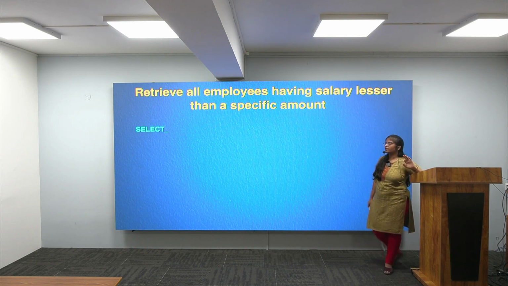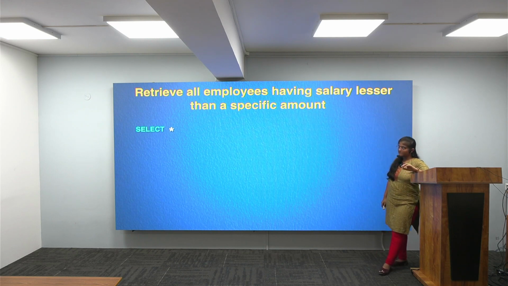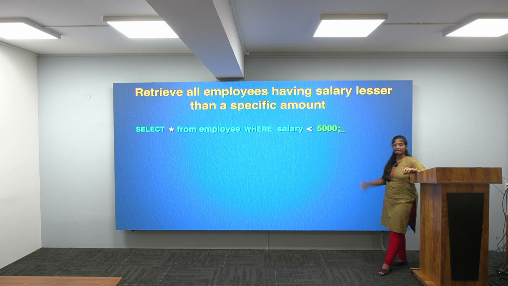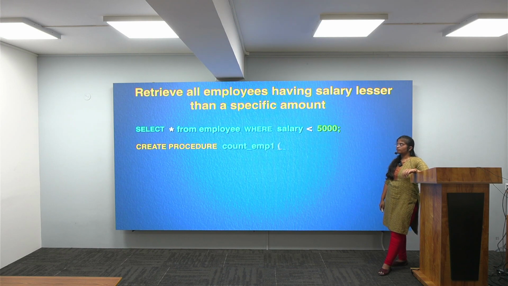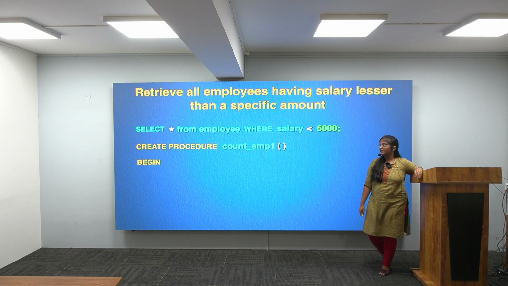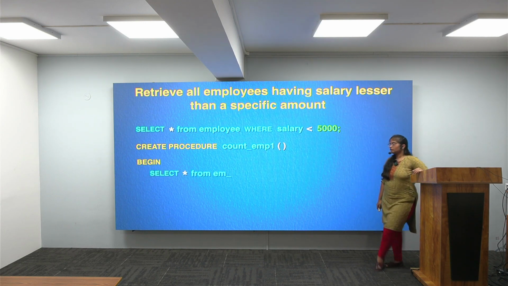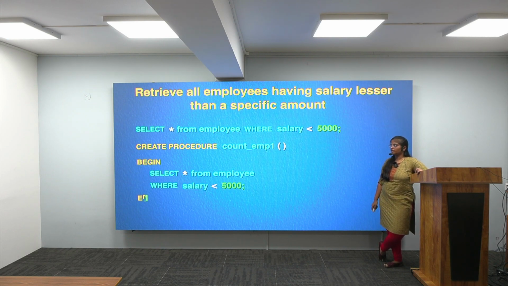Let me just bring the query. So select, and it is star only, from employee where salary is less than a specific salary. Okay, this is one. Over here I have mentioned 5,000. Now this I need to put inside a stored procedure. Let me bring the stored procedure: create procedure, the procedure name which I am mentioning, begin as well as end is available. I am just bringing the query also, salary less than 5,000.